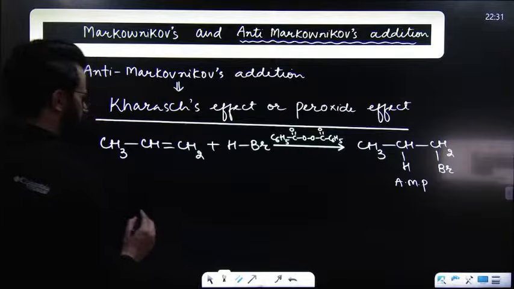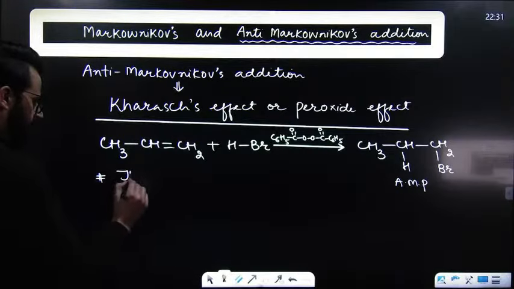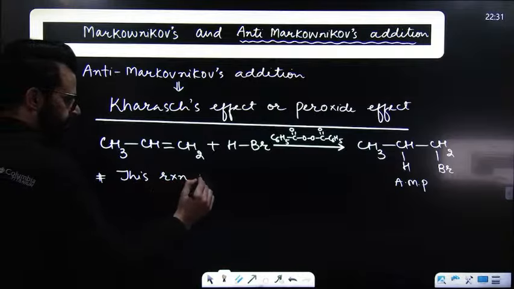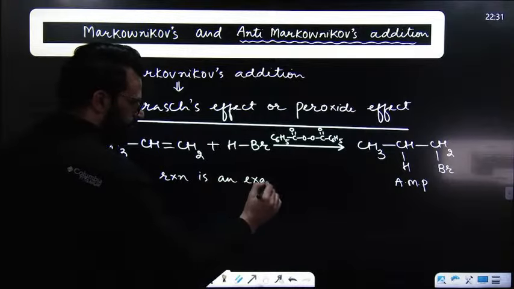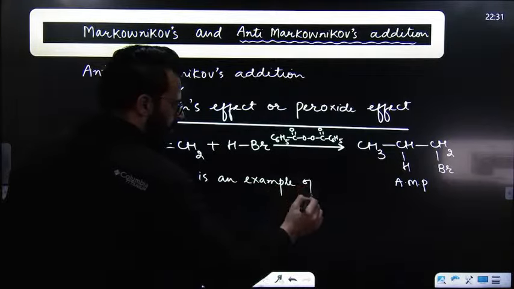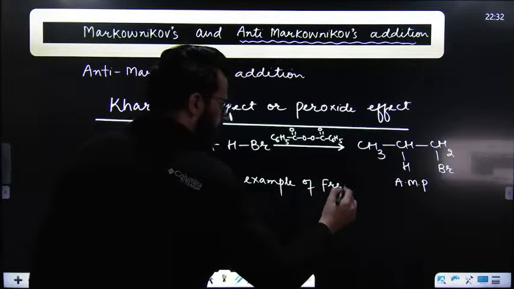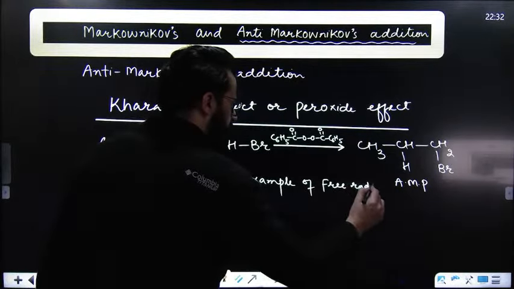And remember, my dear lovely students, this reaction is an example of free radical addition reaction. And intermediate of this reaction is obviously free radical.